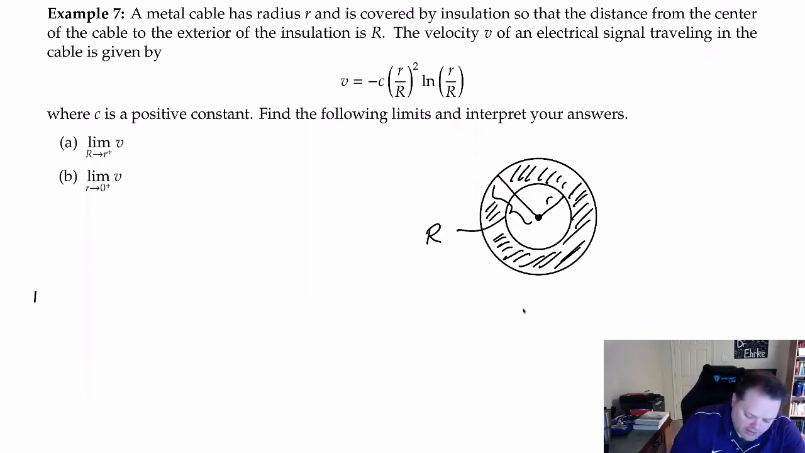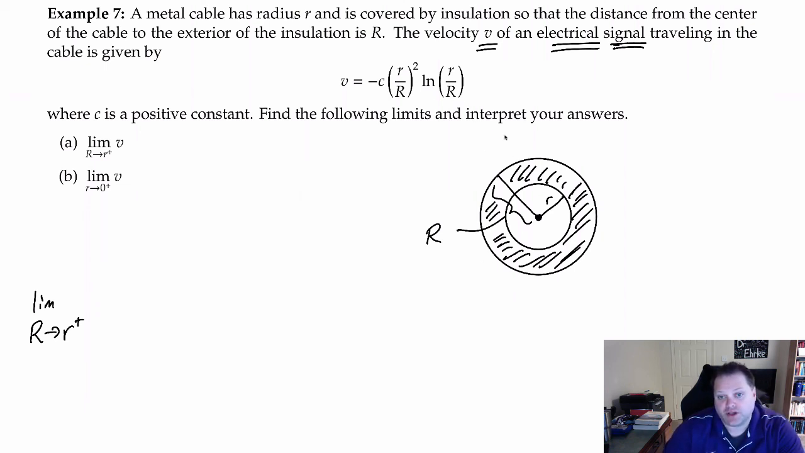So what is the limit as R approaches r from the right of v, and v is the velocity at which an electrical signal travels through the cable. So we've got some sort of electrical signal being sent. The velocity at which that signal propagates is a function of the amount of insulation and the size of the cable through which it's propagating. So I'm taking the limit of this function here.